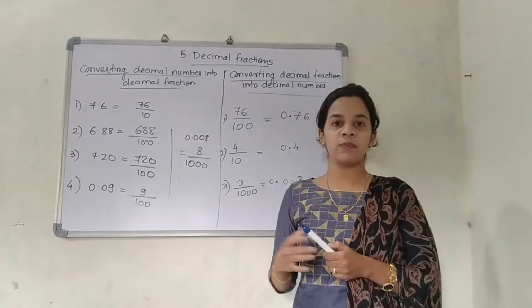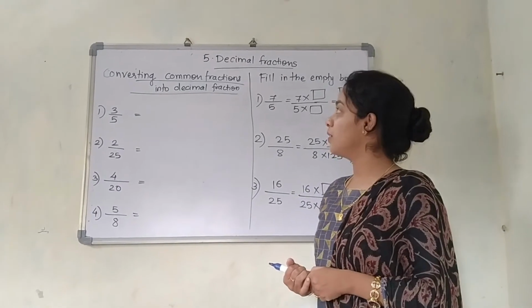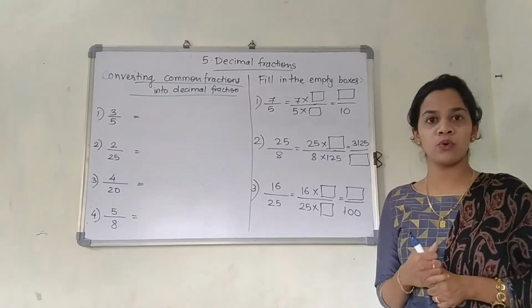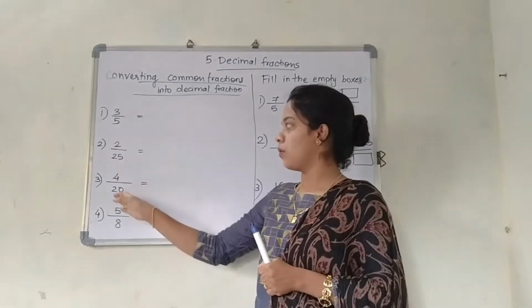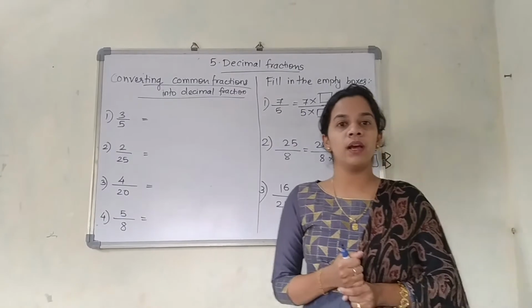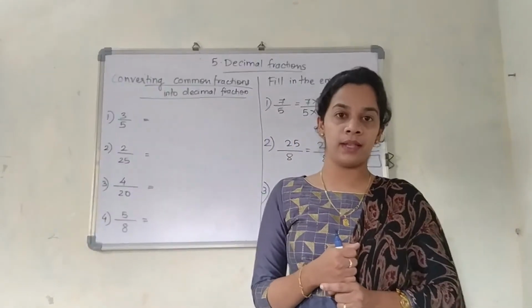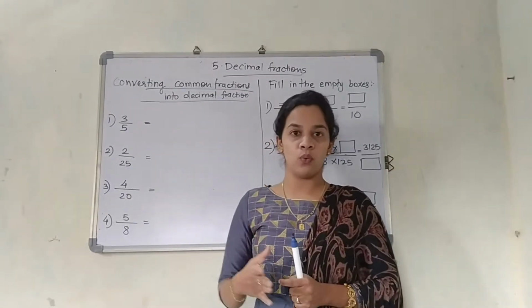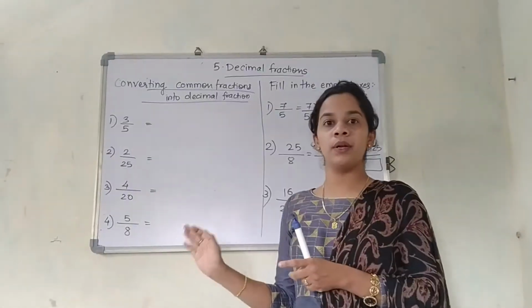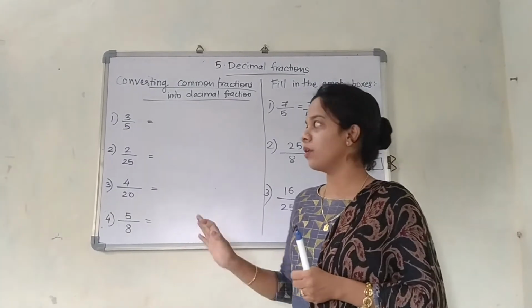Now we will see the next part of this lesson. Okay, so now converting the common fractions into decimal fractions. Common fractions means you can see over here, these all have denominators 5, 25, 20 and 8. And we know the decimal fractions have denominators 10, 100, 1000 and so on. So now we are going to convert the denominators into 10, 100, 1000 and so on.